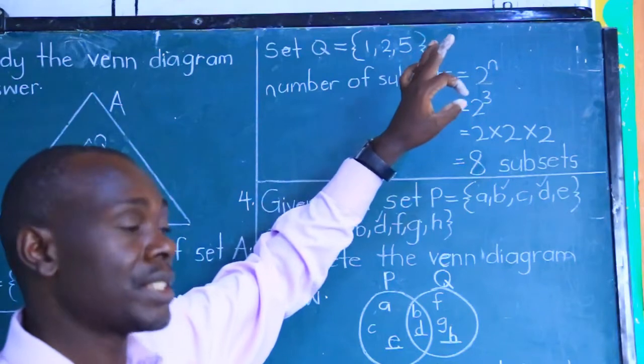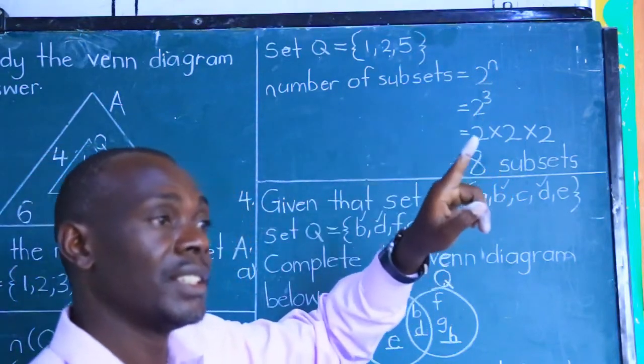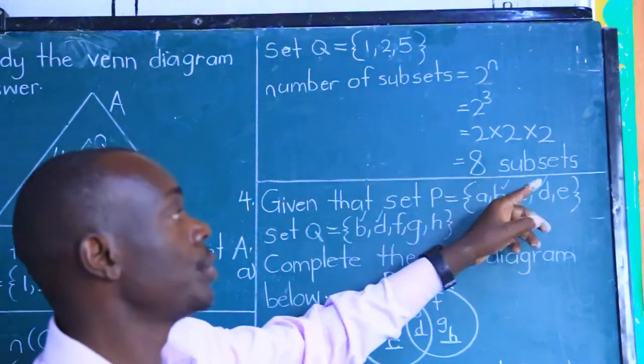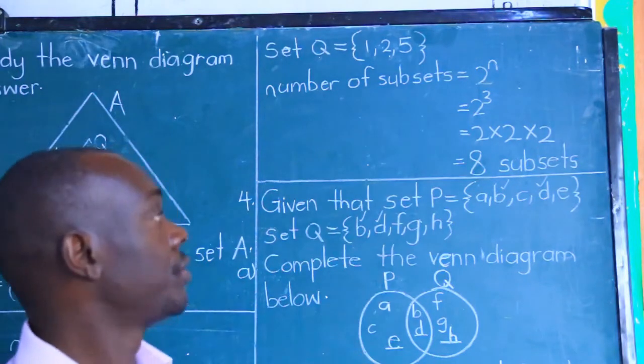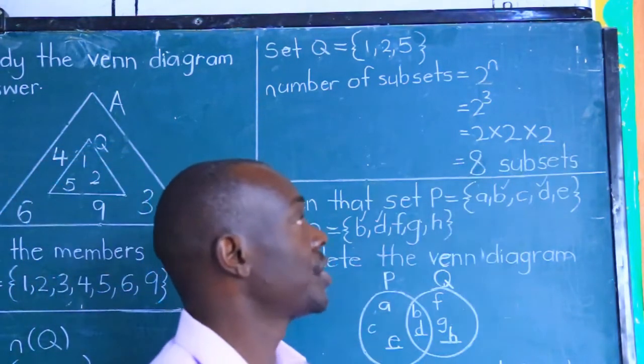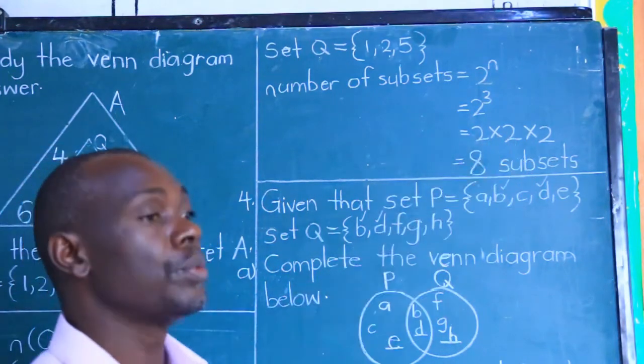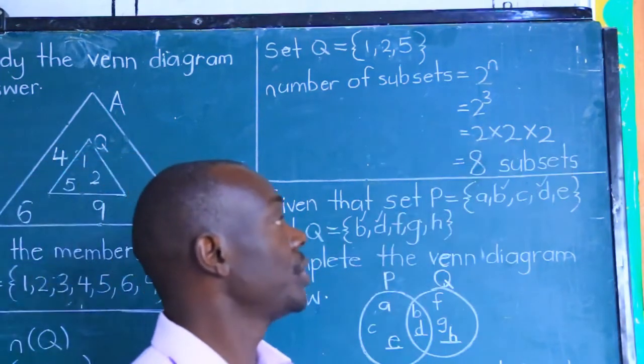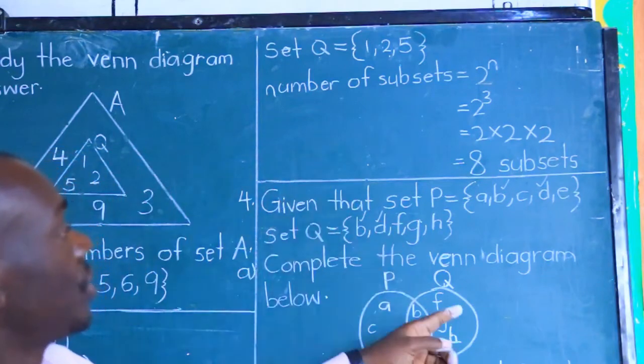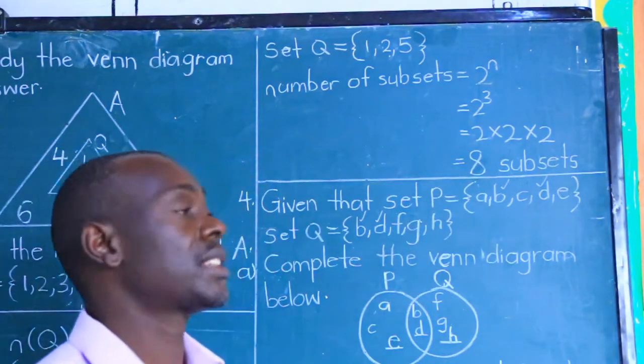Please, never say 2 times 3. Please, write that 2 is against itself 3 times. That's 2 times 2 times 2. Before you multiply accurately, that is 2 times 2, which is 4. Then 4 times 2, you get 8. Therefore, set Q contains 8 subsets.